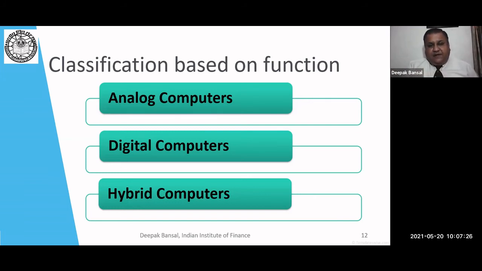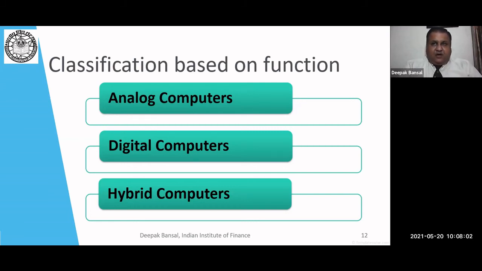Now, if I give you an example of a car, the speedometer of a car is an analog device. How does it give you the speed? It counts the number of rotations of the wheel of the car, and accordingly the speed is calculated. The tire of a car has a specific diameter. Once the tire rotates, it covers a specific number of meters, and that is converted into kilometers, and that is how the speed is displayed.